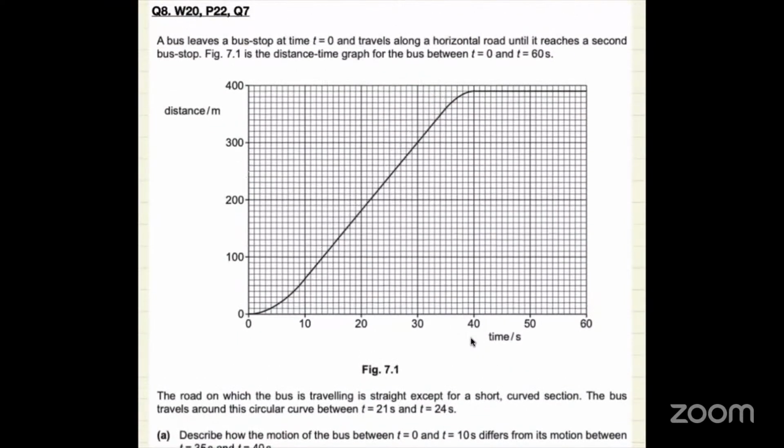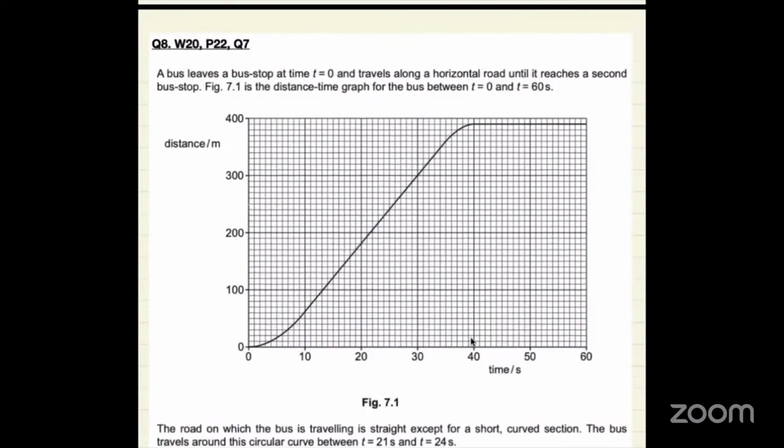A bus leaves a bus stop at time t equals 0, travels along a horizontal road until it reaches a second bus stop. Figure 7.1 is the distance-time graph for the bus between 0 and 60 seconds. Now I'm going to stop. Because this is a graph, again, I use my graph steps. What graph is this? Distance-time. I'm not even looking at the question right now. What is the gradient of this graph? It's speed, and the area is nothing of use to me, right?